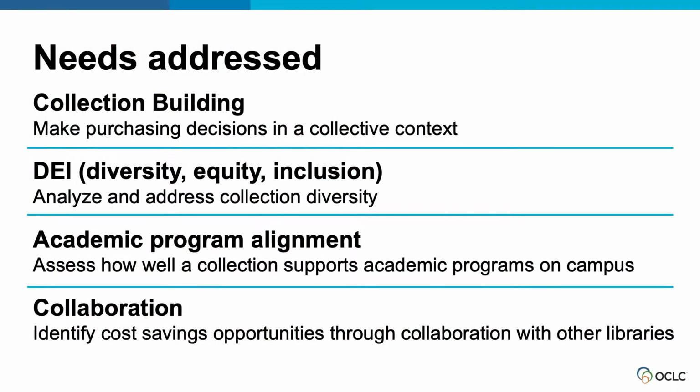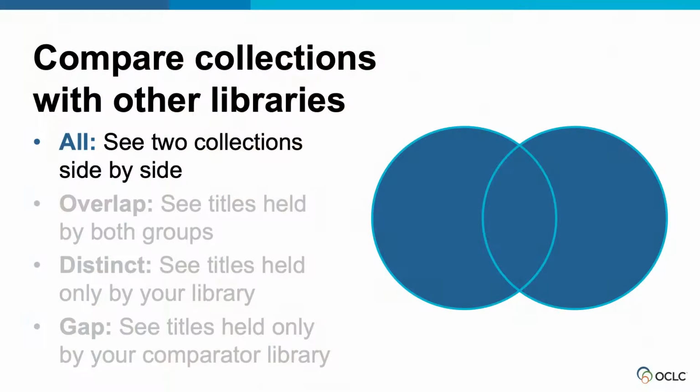And implicit in all this is collaboration. It's making purchasing decisions in a collective context. It's seeing how your collection stacks up to peers, but also we can't buy everything. So it's a matter of being able to collaborate with other institutions in your consortium, in your resource sharing networks, or even just individual institutions that you have close relationships with for collaborating around collections.